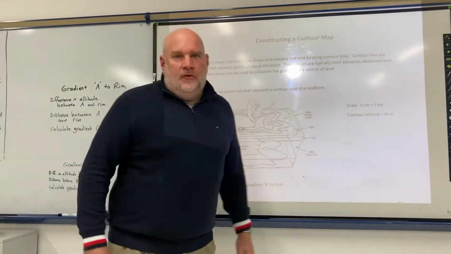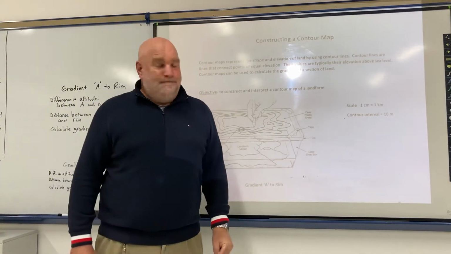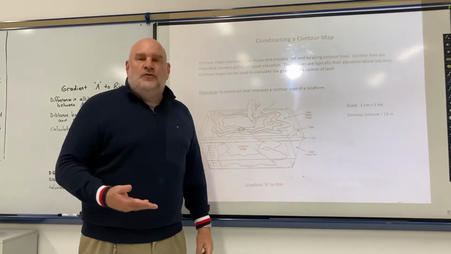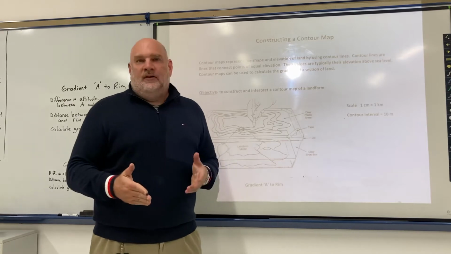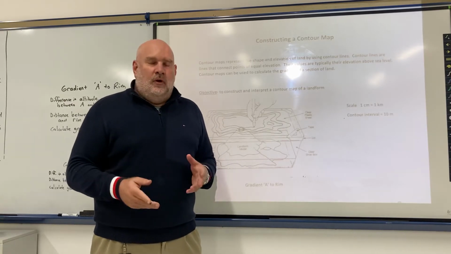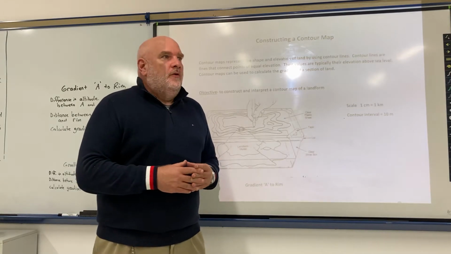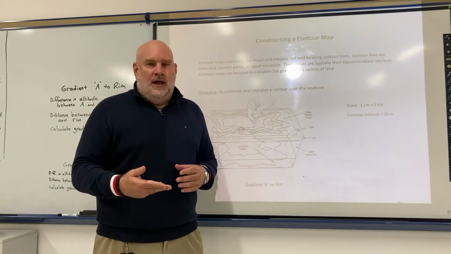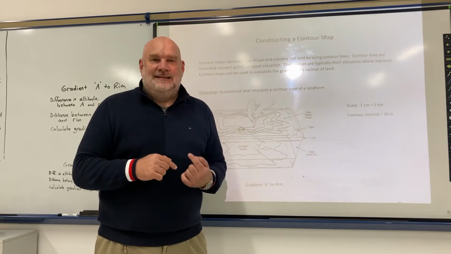All right, so today what we're going to be doing is constructing a contour map. Remember what a contour map is. A contour map is a map that has iso lines on it, and iso lines are lines connecting points of equal value. So if I have a 10 iso line, that means every value on that line has to be exactly 10.